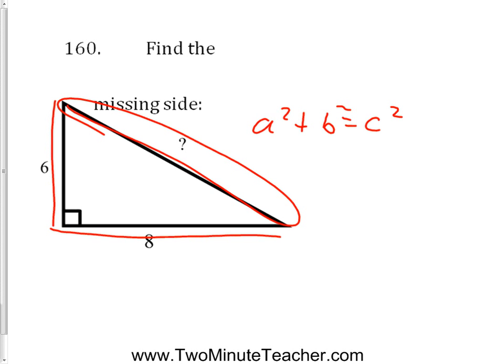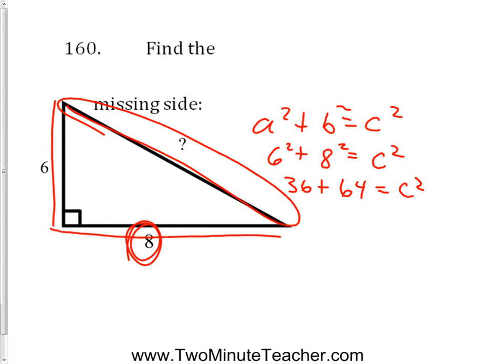All right, so if I do a squared, I'm going to pick either one. So I'm going to pick 6 to be a. So that'll be 6 squared plus this one can be our b, so that'll be 8 squared is equal to c squared. 6 squared is 36 plus 8 squared is 64 is equal to c squared. And this adds up to 100. Ooh, that worked out nice. And 100 is c squared.